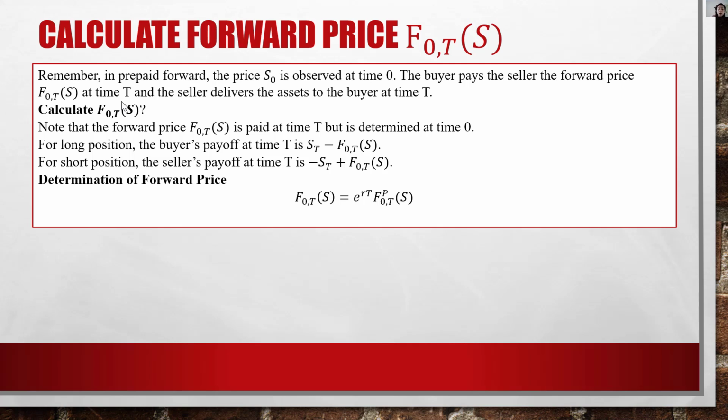For the long position, the buyer's payoff at time T is S_T subtract F0,T(S). And for the short position, the seller's payoff at time T is minus S_T plus F0,T(S). Remember, buyer and seller are the opposite situation, long position and short position. The determination of forward price is simple. We got F0,T(S) is equal to e to the rT times F0,T^P(S). Why is that? For prepaid, we consider time T because the prepaid forward price is paid at time 0. Now the forward price is paid at time T.